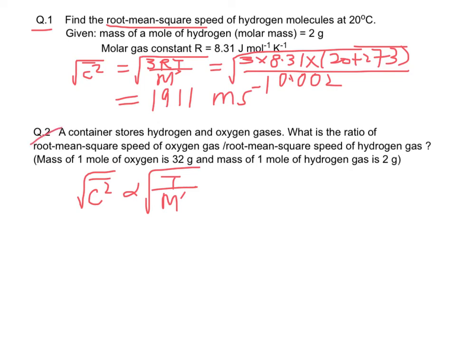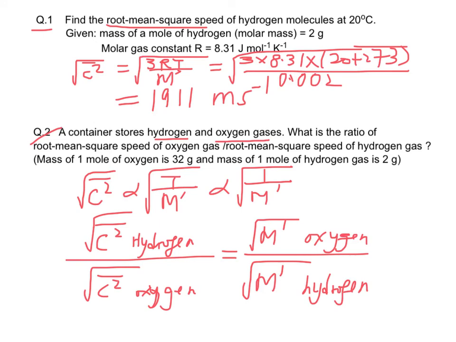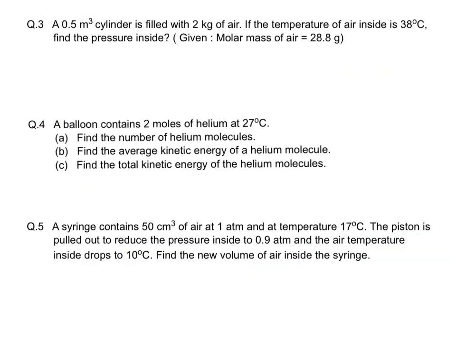For question number 2, the gases hydrogen and oxygen have the same temperature. Therefore, the root mean square speed is proportional to the square root of 1 over molar mass. Therefore, the root mean square speed of hydrogen gas to that of oxygen gas is equal to the square root of the molar mass of oxygen to that of hydrogen, which is equal to the square root of 32 over 2, which is equal to 4. Now spend some time to study question number 3 to number 5.